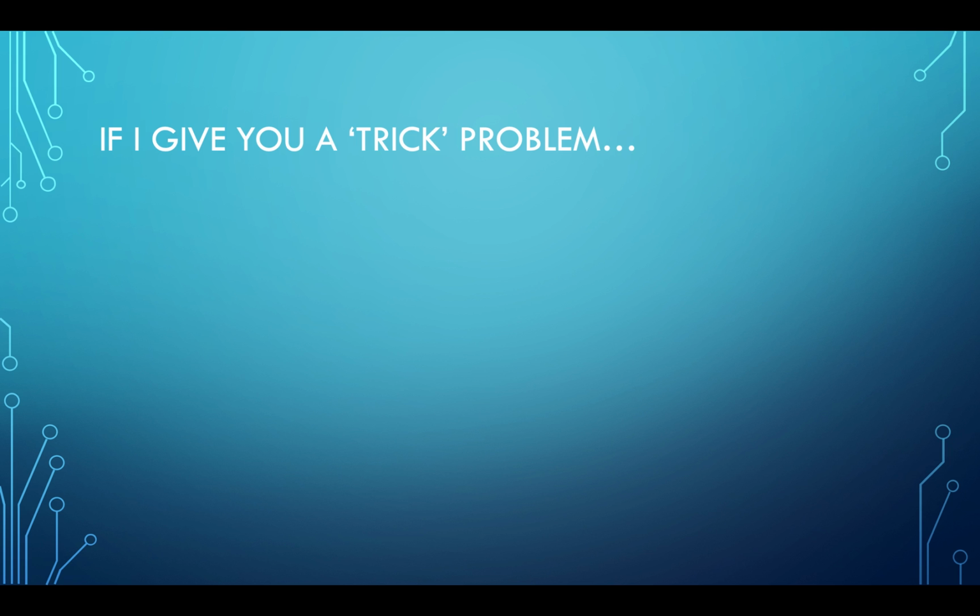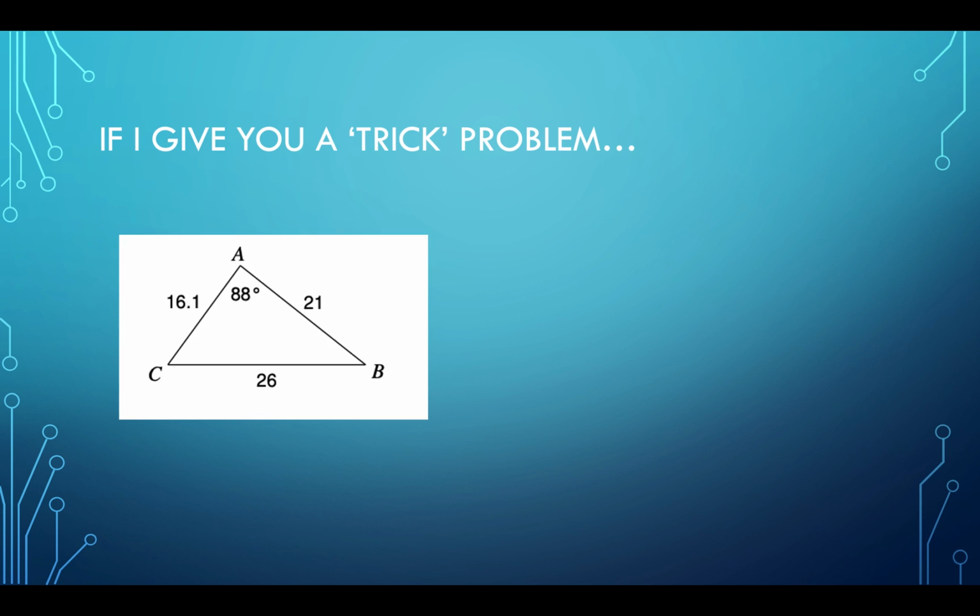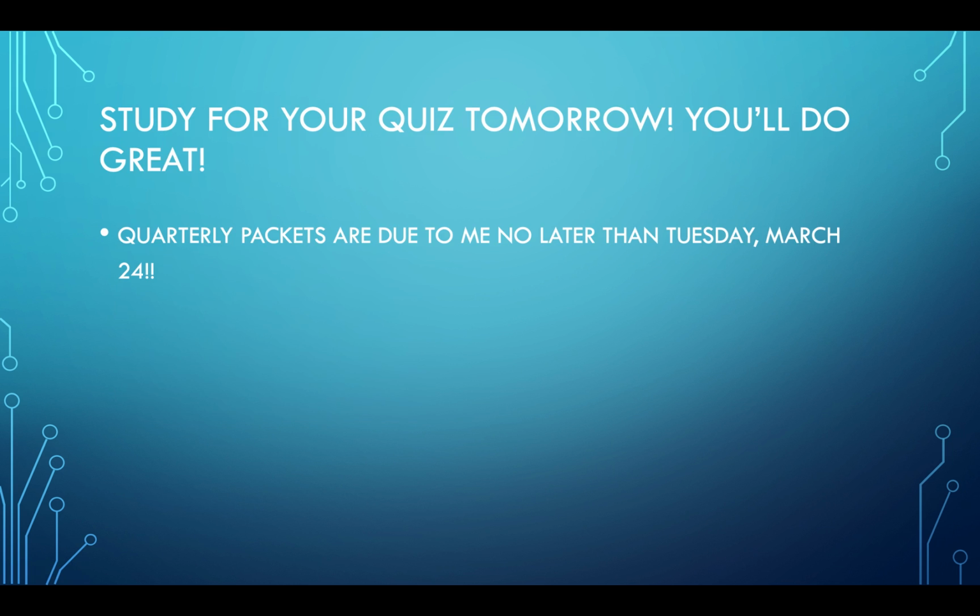And if I give you a trick problem, something that looks like this, where you have three sides and one angle, I recommend that you go ahead and use the normal area formula, 1/2 times side times side times the sine. Go ahead and use that. You get your answer a little bit quicker.